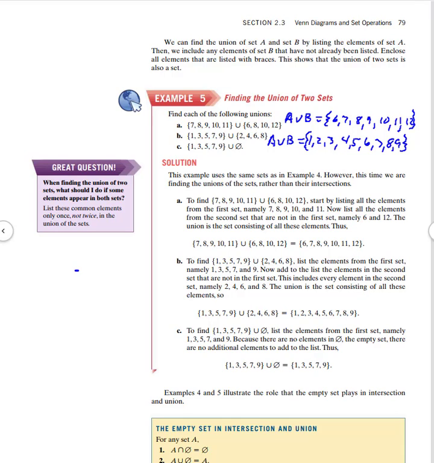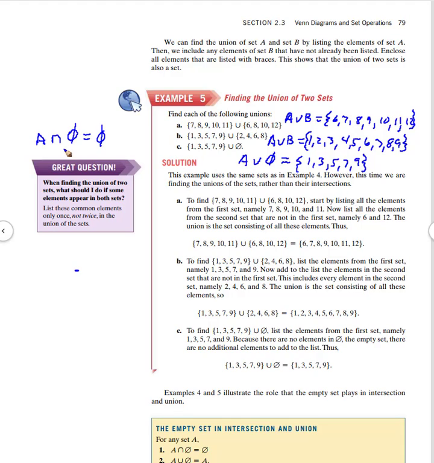And finally, part C, one set has 1, 3, 5, 7, 9. The other set is the null set. That means anything in A, anything in the null. Well, there's nothing in the null. So what's the union? It's just all the things in A. So we could say A union null just equals set A.